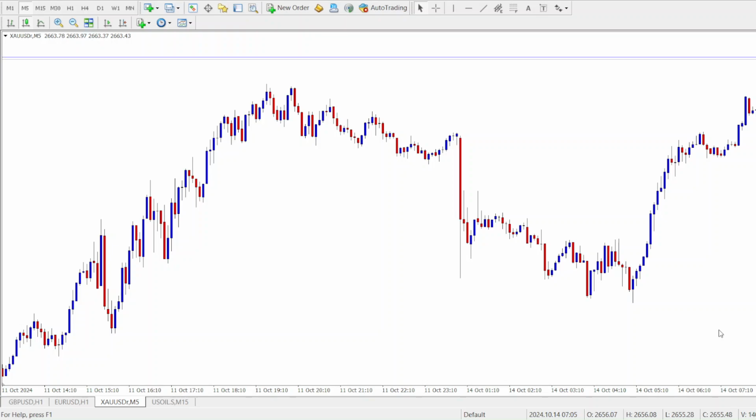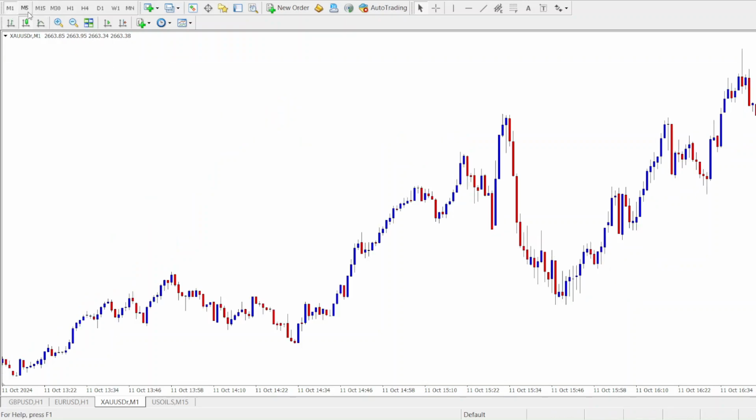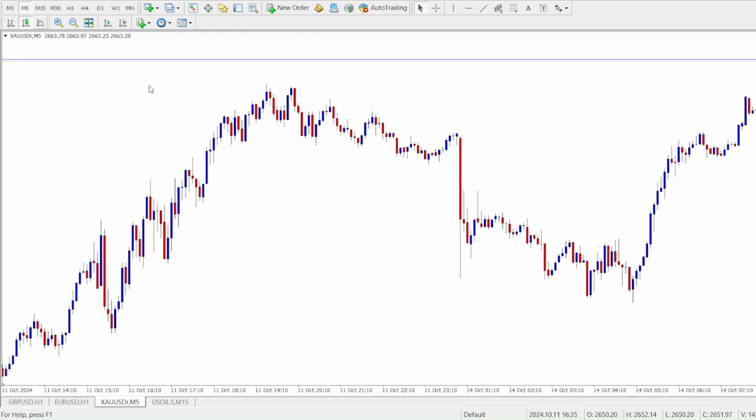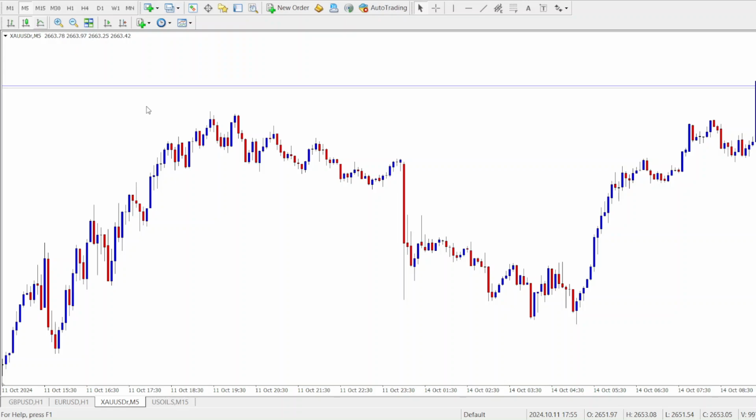So first of all, we're going to be looking at the time frames that are most suitable for scalping gold. And these time frames are basically the 1 minute time frame and the 5 minute time frame. For scalping, the 1 minute or 5 minute chart works best. These time frames allow you to catch quick price movements and make faster trading decisions.